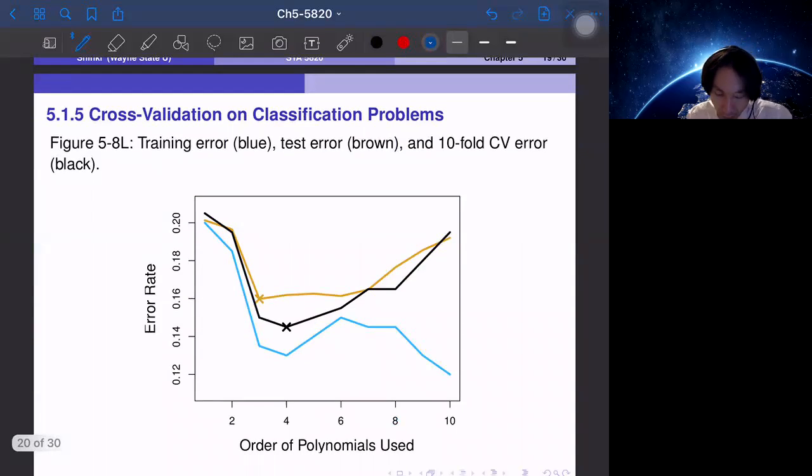And actually they go more. So 1, 2, 3, 4 up to 10. Then, yeah, the training error is blue. This is training error, and the test error is brown, and this is cross-validated error.